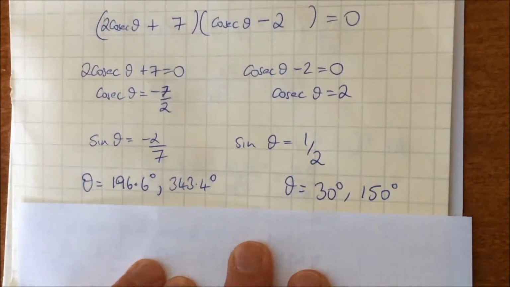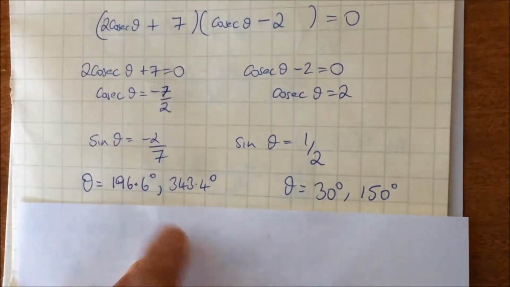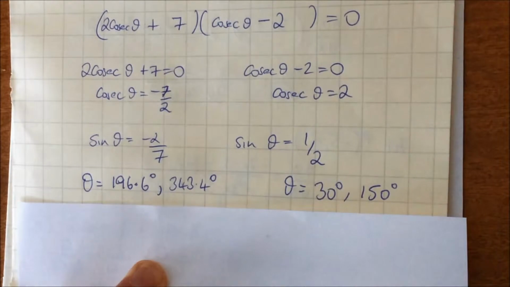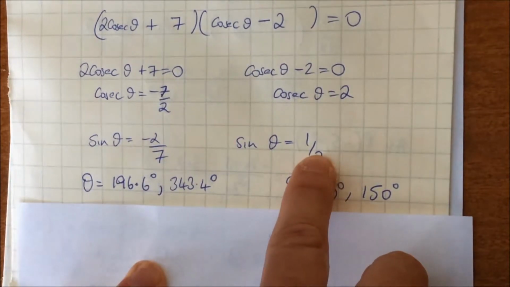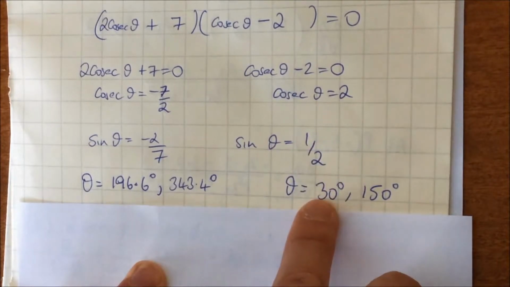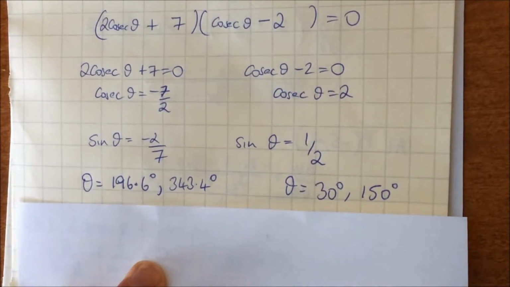So that enables me to use my CAST diagram to get my two values of theta from this one, which are these two values. And slightly easier, if I do sine minus 1 of this, it's going to give me these two from my CAST diagram.